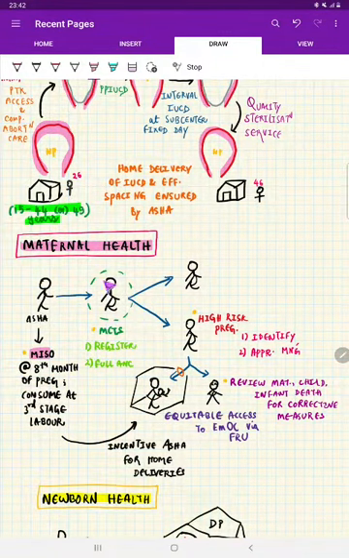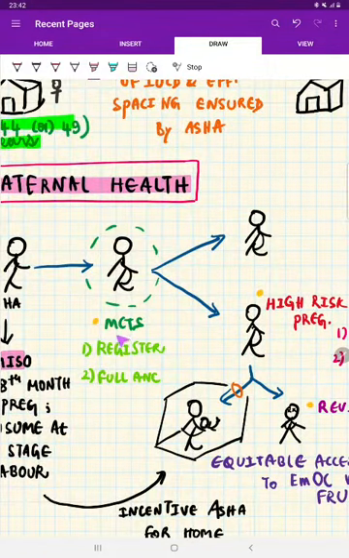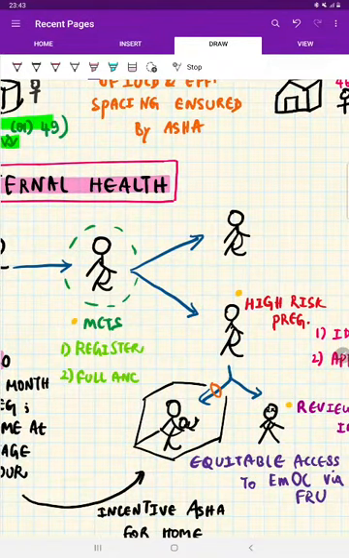First, she is coming to the hospital, so she'll be registered. After registration, she'll be given a maternal child tracking system card, and through that she'll be monitored so that her full antenatal care is done. That card has details about this woman, her vaccination, her height, weight, BMI, weight gain, and so on. The first is MCTS.